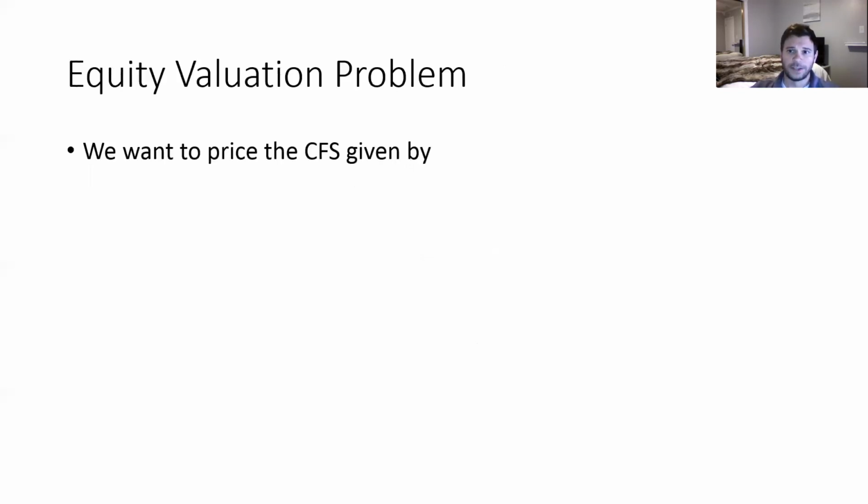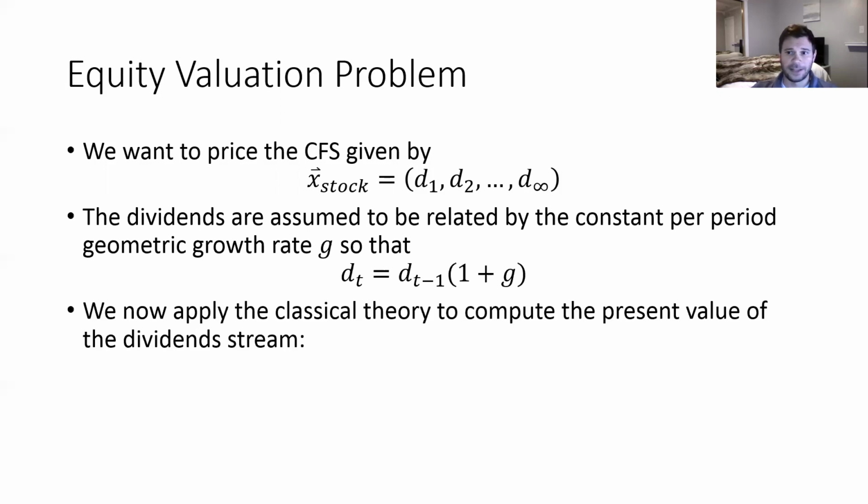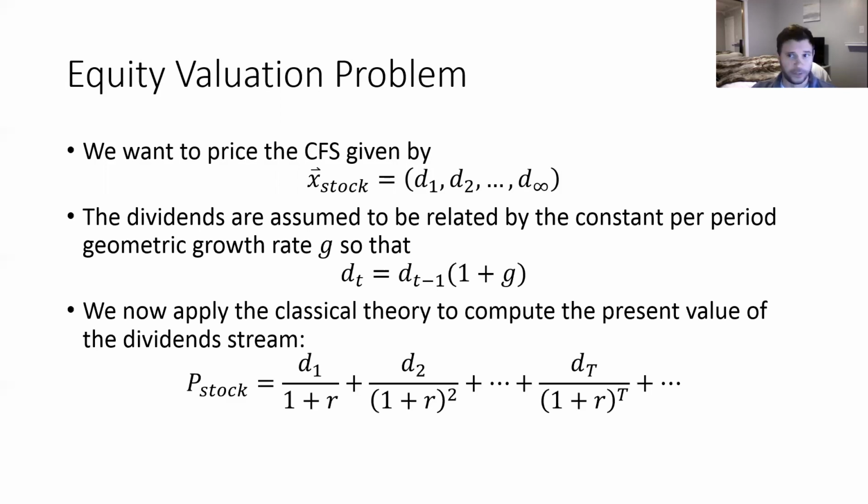Okay, so we want to price this cash flow stream. And again, the dividends are assumed to be related structurally through this equation, using the growth rate G. And we're going to now apply the classical theory to compute the present value of the dividend stream. And this is going to sound very repetitive: D1 divided by 1 plus R, plus D2 divided by 1 plus R squared, and so on and so forth. And take note that this is actually a perpetual stream here, right?